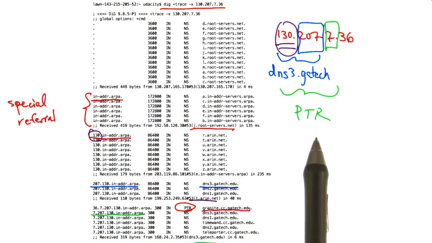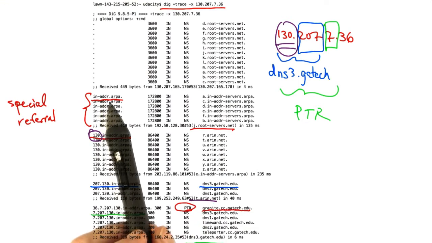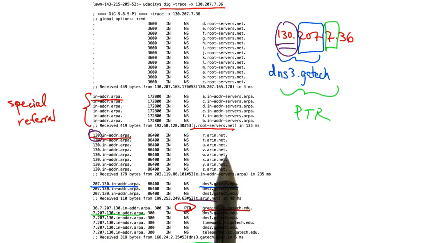So you can see that the PTR records, or those that map IP addresses to names, are resolved through a special hierarchy through in-addr.arpa at the root, followed by a walk through the regional registries and ultimately to the domains, such as Gatech, that are responsible for particular regions of the IP address space.